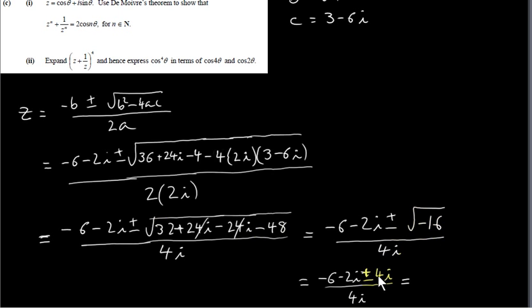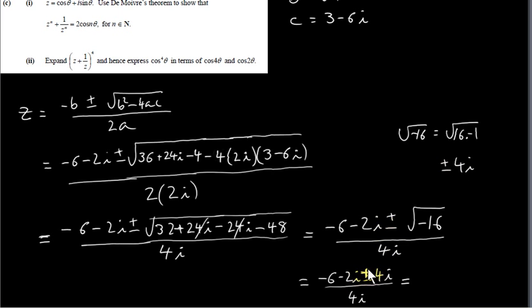The square root of minus 16 is 4i, because we can write minus 16 as plus 16 times minus 1. So we have the square root of 16, which is 4, times the square root of minus 1, which is i. Of course, it could either be plus or minus i. So there are two possibilities here. We could have plus or minus 4i. But that's taken care of by the plus or minus in our formula.